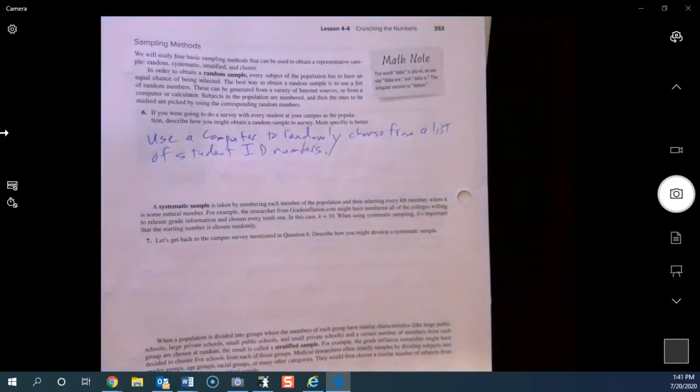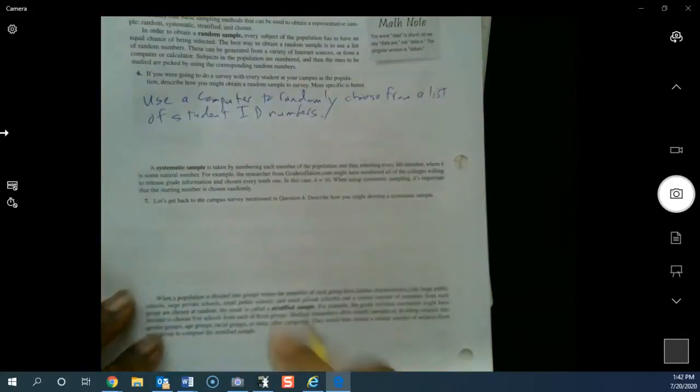Now, a systematic sample is taken by numbering each member of the population and then selecting every kth member, where k is some natural number. For example, the researcher from gradeinflation.com might have numbered all the colleges willing to release grade information and chosen every 10th one. In this case, k equals 10. When using systematic sampling, it's important that the starting number is chosen randomly. Let's get back to the campus survey mentioned in question 6. Describe how you might develop a systematic sample.